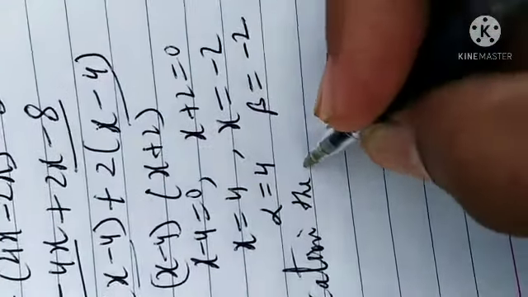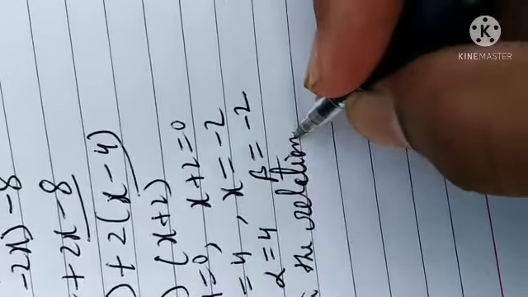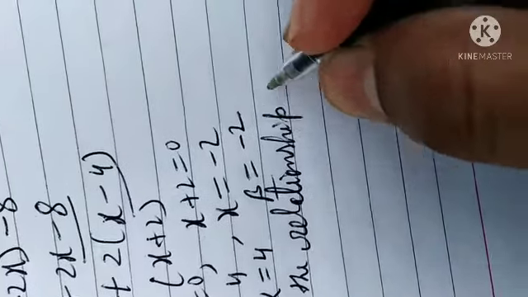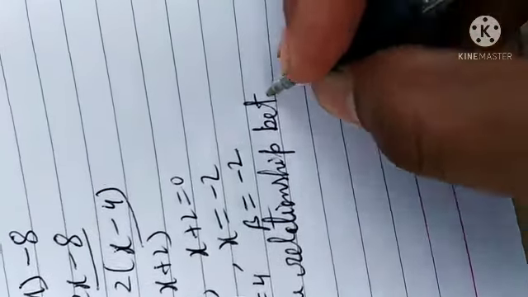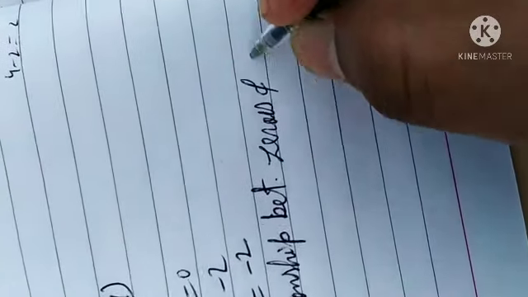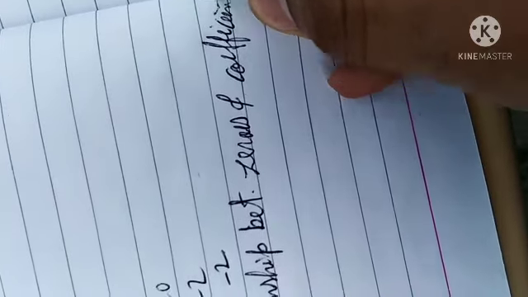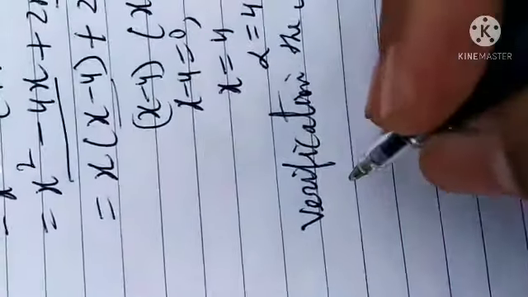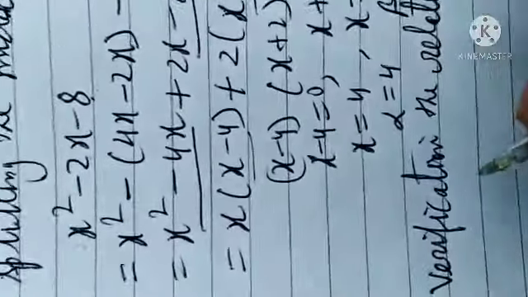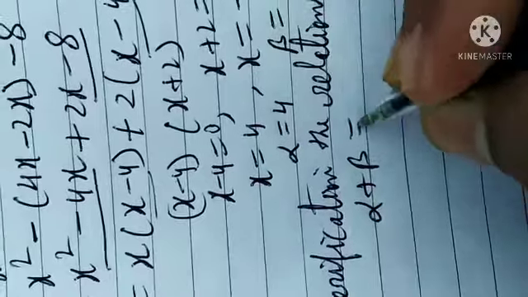The relationship between zeros and coefficients. So what to do? I taught you the formula of that. The sum of the zeros, meaning alpha plus beta, is equal to minus b upon a. So first you verify the sum of the zeros.